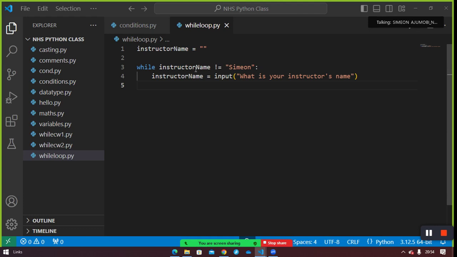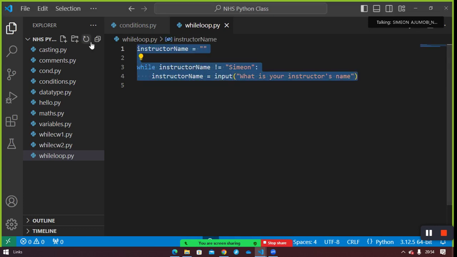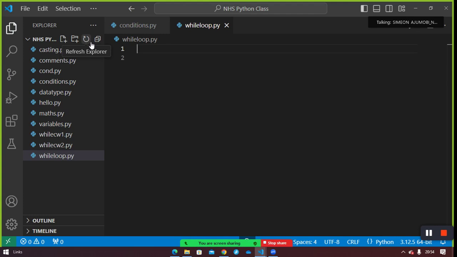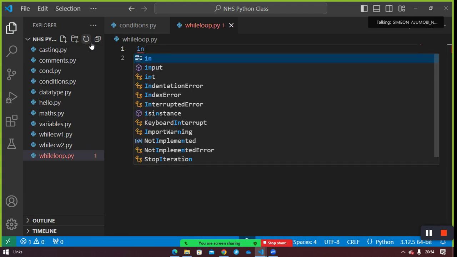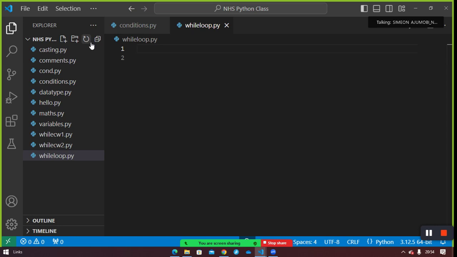Now let me write it again. I'm going to clear this and write it. Like I told you, we don't know the number of times that we are going to be asking for this thing. So this is a basic example of a good while loop program, which I'm going to start by saying hash, sample of a basic while loop program. Now watch this.